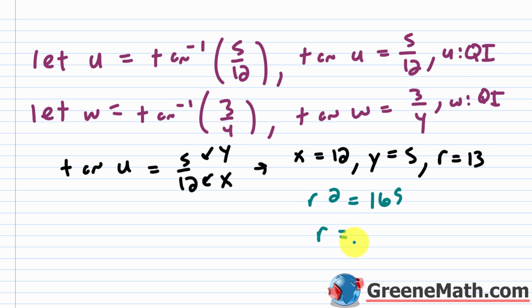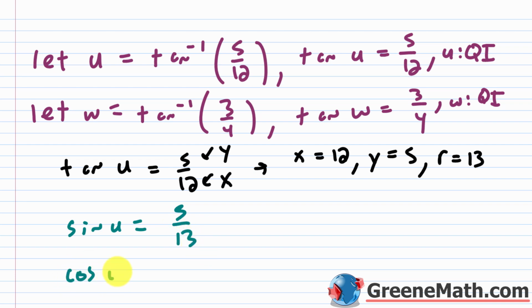But again, your r is always positive. So this is going to be positive 13. Again, we already know that because of the special right triangle. But let's go ahead and say that the sine of u is equal to your opposite over your hypotenuse. So that's going to be y over r, or 5 over 13. And then your cosine of u is going to be equal to your adjacent over your hypotenuse. So x over r, or 12 over 13.